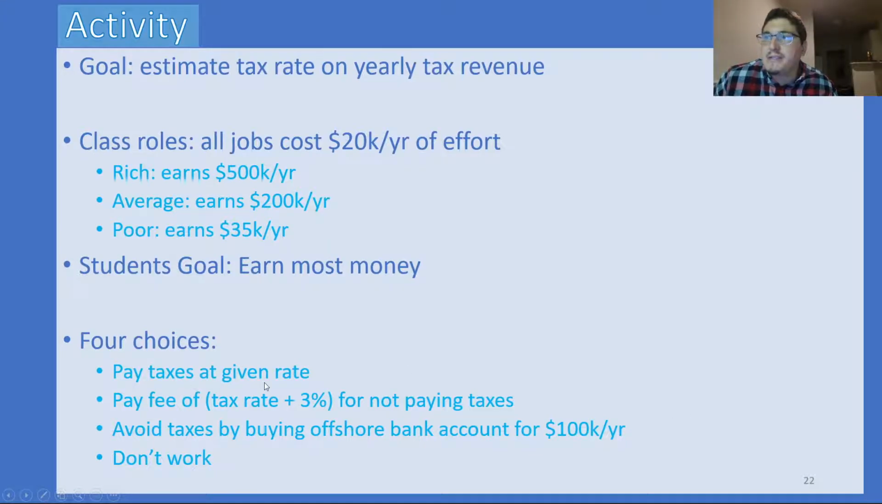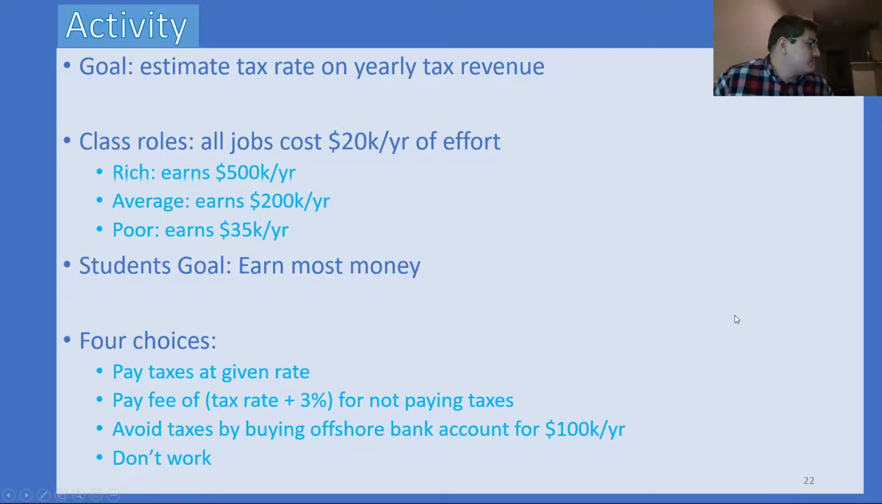They can pay taxes at the given rates, and they go through several tax rates. They can pay some fee for avoiding taxes. Obviously, you should never choose this. And you can avoid taxes by buying an offshore bank account for 100K, or just not work. You can choose not to work. Working incurs some effort, so it's not always the best. You're not endowed with this money. To start, you have to earn it.